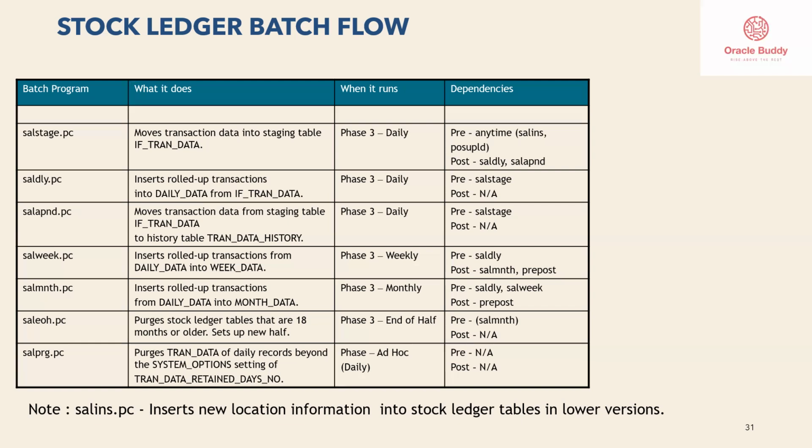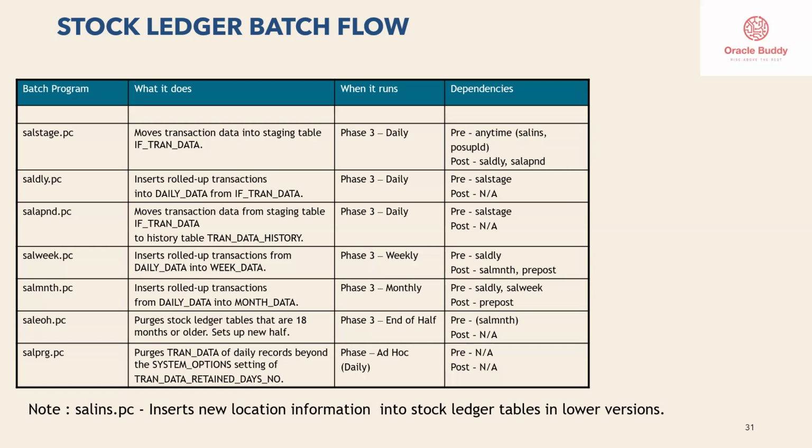So first, SAL stage will move it from trend data to IF trend data. SAL daily will roll up the daily into daily data from IF trend data. SAL append will move the data from IF trend data to trend data history. SAL week inserts the rolled up transaction from daily data into week data. SAL month inserts rolled up transaction from daily data to month data.